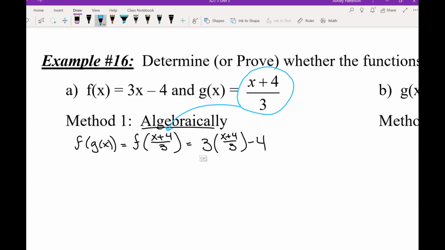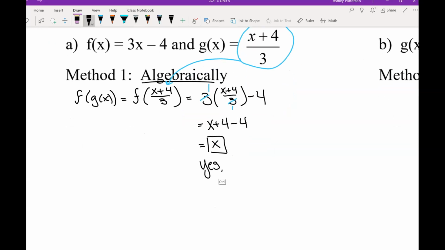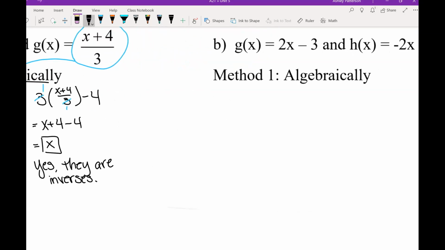When we multiply, the 3's are going to reduce, and we'll end up with x plus 4 minus 4, which is, yep, you guessed it, x. So we say yes, they are inverses. Now the nice thing is, if one of them works, so in this case, f of g of x worked, guess what? G of f of x will work as well. So you're more than welcome to check both composition directions, just in case you think your algebra is incorrect. But if one of them works, the other one should as well. Okay, let's stick with the algebraic.